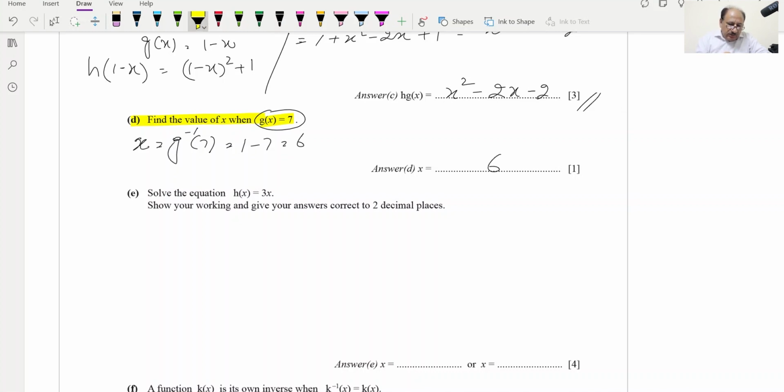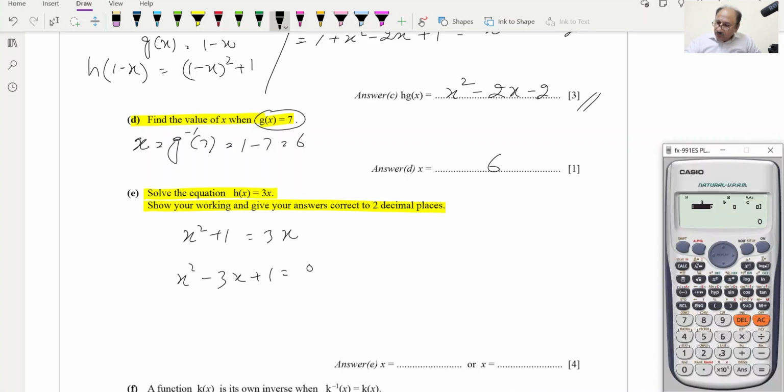Now they're saying the E part: solve the equation h of x is equal to 3x. Show your working and give your answer correct to 2 decimal places. So h of x is x squared plus 1 is equal to 3x. So we can write the quadratic equation like this, and we can use the calculator for this. Mode 5 3, coefficient of x squared is 1, coefficient of x is minus 3, and constant value is 1. So this is a decimal value, so better to use the quadratic formula.